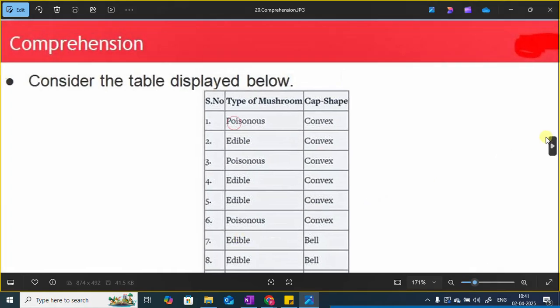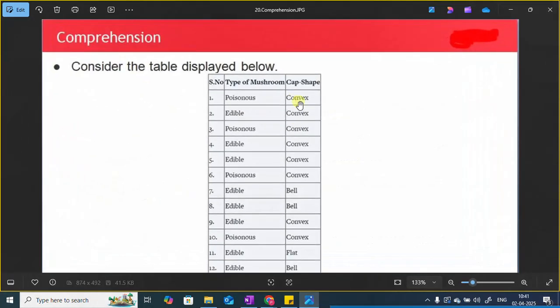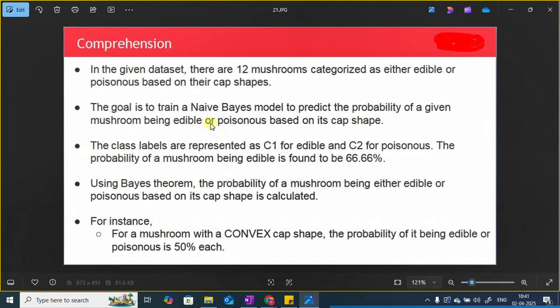This is what the dataset is giving. So what I'm doing with this is comprehension. I'm trying to figure out some extra things from this dataset. In the given dataset, there are 12 mushroom records that are either edible or poisonous based upon their cap shape. Cap shape is nothing but, here, either convex or bell shape. The goal is to train a Naive Bayes model to predict the probability of a given mushroom being edible or poisonous based on its cap shape. The class labels are represented as C1 for edible and C2 for poisonous.